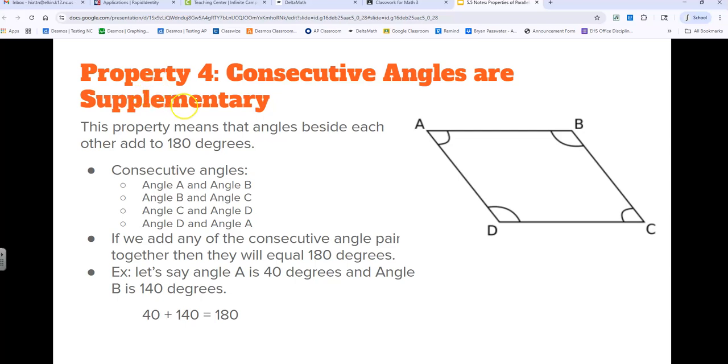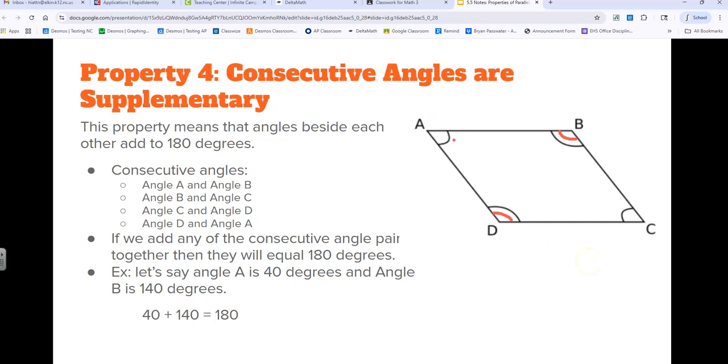Consecutive angles are supplementary. Let's fix our picture over here again because it's a misleading picture; we really need 2 little tick marks there. So this property means that angles beside each other add up to 180 degrees. Examples of consecutive angles are ones that are on the same side. So A and B are consecutive angles. B and C are consecutive angles. C and D are consecutive angles. And A and D are consecutive angles. So these angles here should add up to 180 degrees.